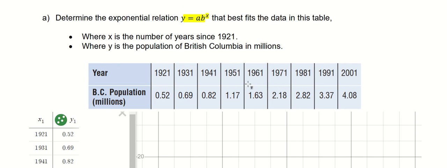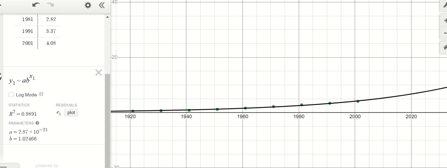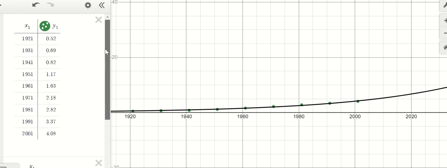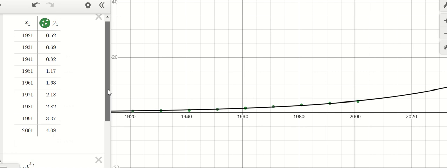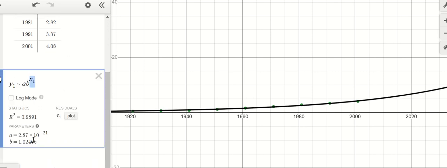So this is a population problem, and I went onto Desmos, and here's Desmos, and I made a table, and from that table, I popped this equation in.